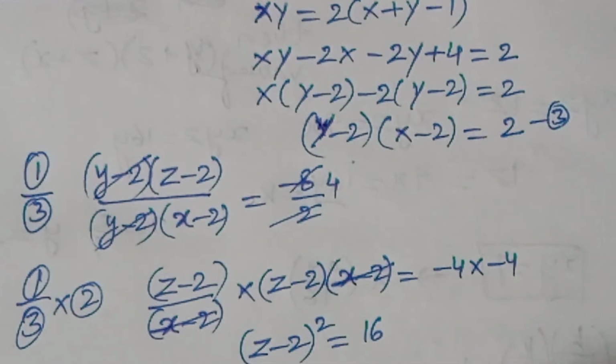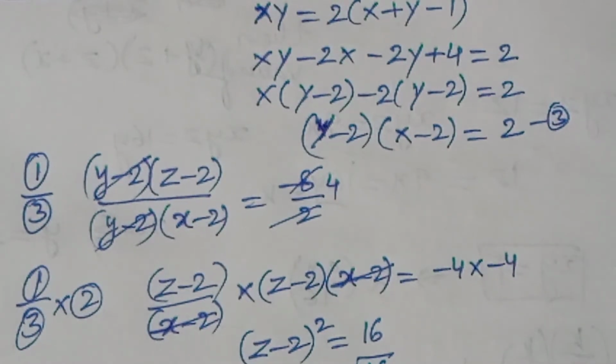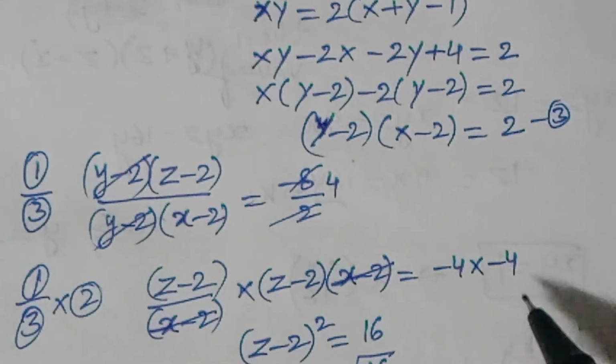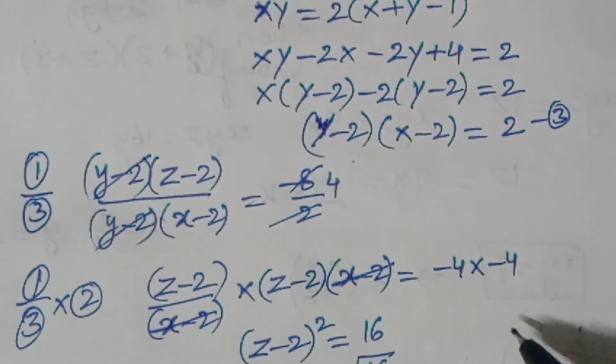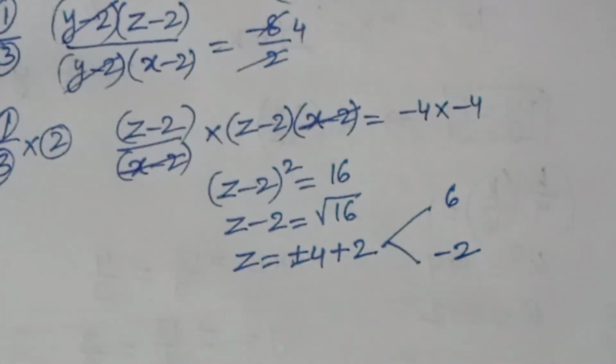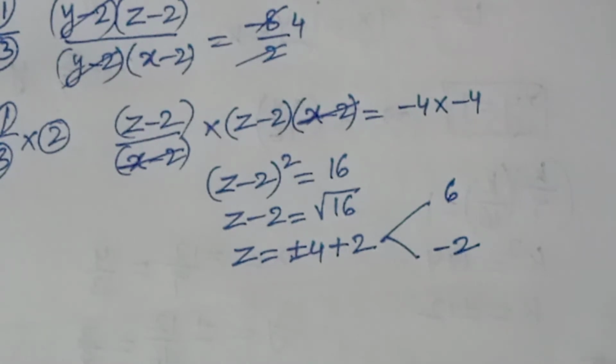z minus 2 is equal to root 16. z is equal to plus or minus 4 plus 2. We will get two values for z: z is equal to 6 or minus 2.